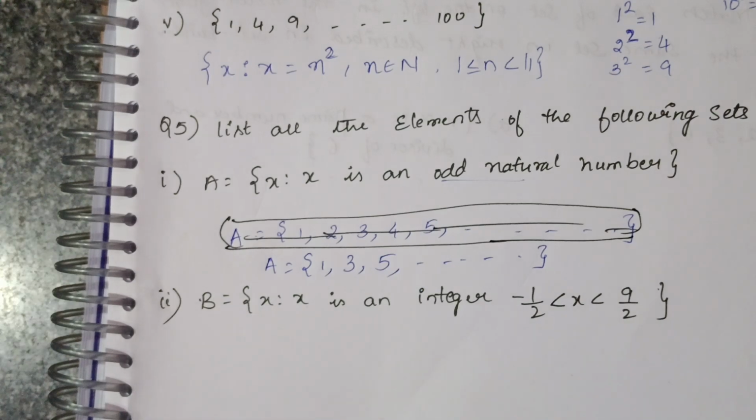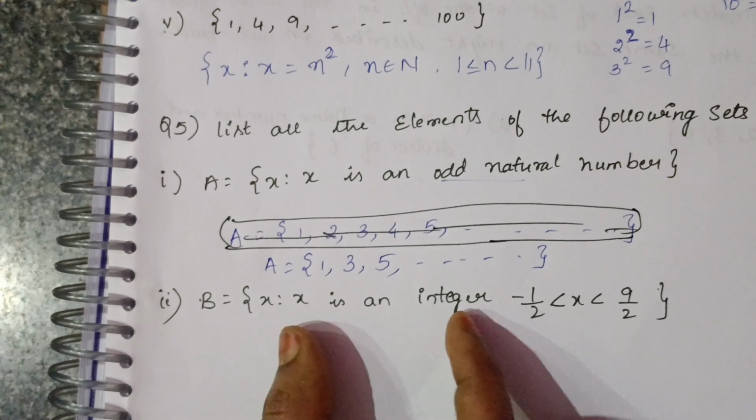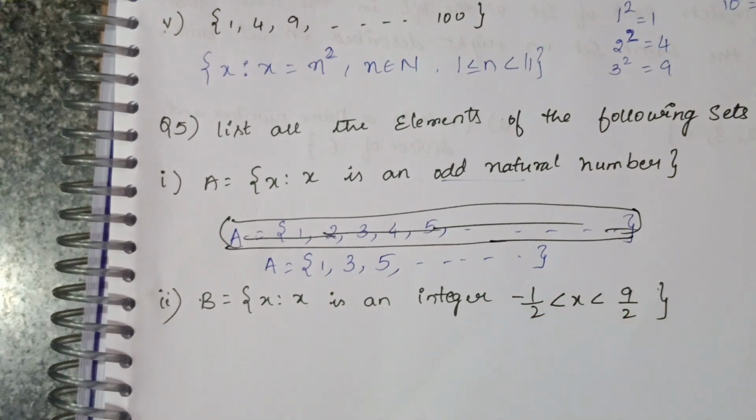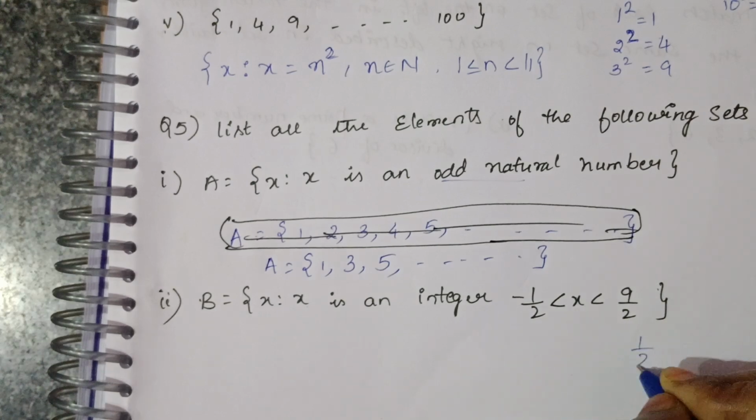X is an integer. Here they are given in rational numbers. 1 by 2 means what will you get? Minus 1 by 2 means minus 0.5. 9 by 2 means what will we get? 2 1s are 2, 2 4s are 8, so 4.5.